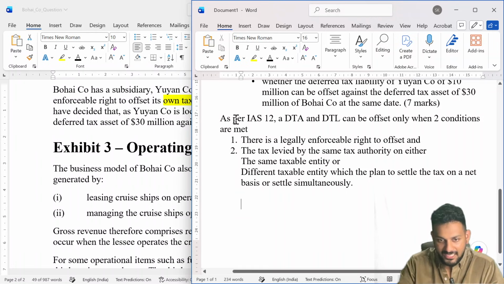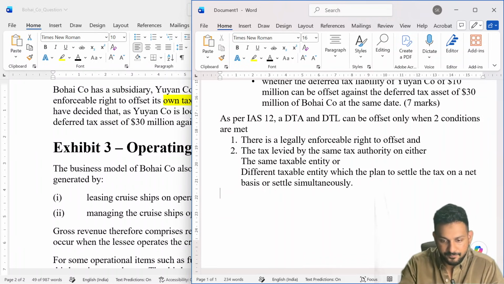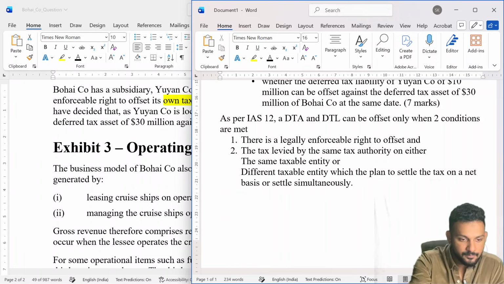So we explained the knowledge part here. Now in the second paragraph, we can explain the treatment here.